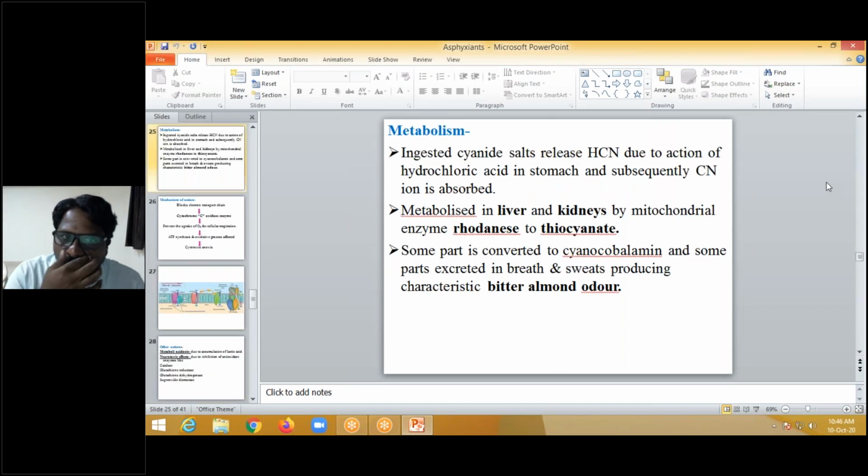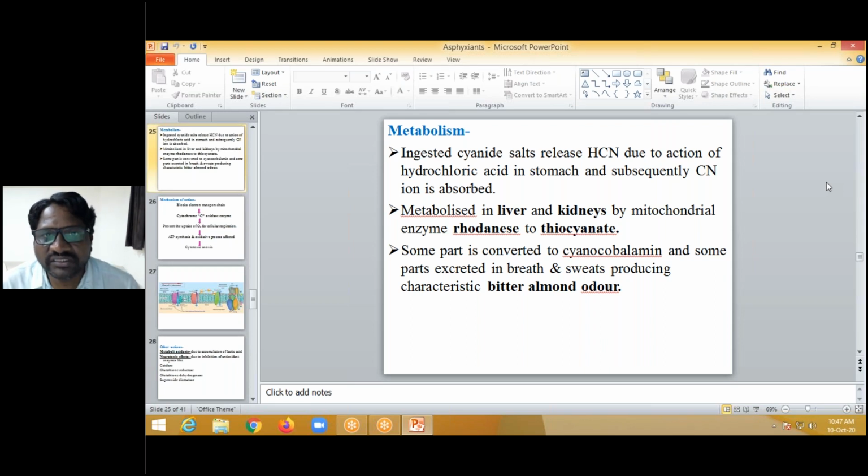So come to the metabolism of the hydrogen cyanide. Whenever the person is exposed to hydrogen cyanide, maybe by ingestion or inhalation, whatever it may be, the ingested cyanide salts release hydrogen cyanide due to the action of the hydrochloric acid in the stomach, and subsequently the cyanide ion is absorbed.